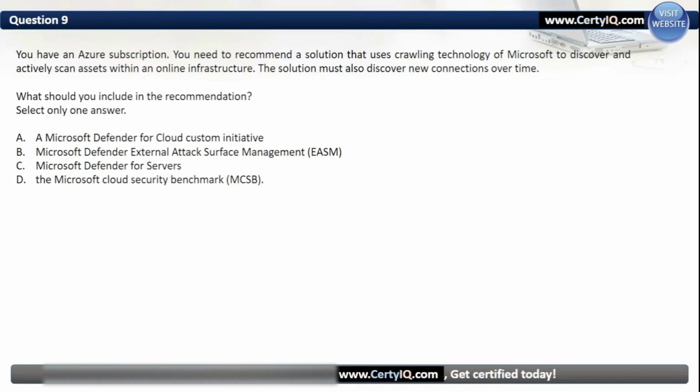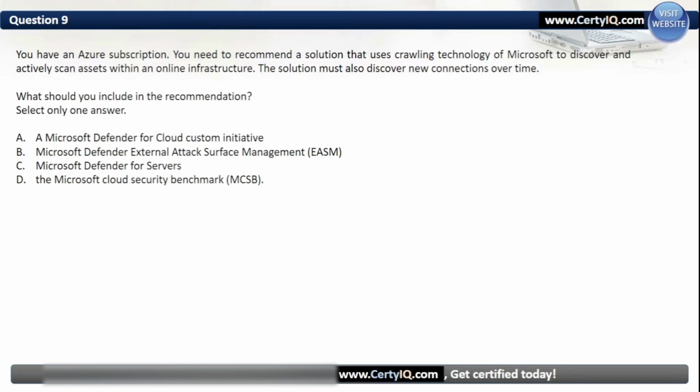Question 9. You have an Azure subscription. You need to recommend a solution that uses crawling technology of Microsoft to discover and actively scan assets within an online infrastructure. The solution must also discover new connections over time. What should you include in the recommendations? Select only one answer. Our options are A. A Microsoft Defender for Cloud Custom Initiative, B. Microsoft Defender External Attack Surface Management, C. Microsoft Defender for Servers, or D. The Microsoft Cloud Security Benchmark.